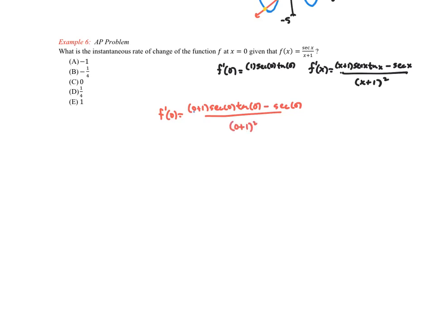Okay, so let's talk about this. This will be 1. The secant of 0 is interesting. That's the reciprocal of the cosine of 0. Cosine of 0 is 1, therefore the secant of 0 is also 1. The tangent of 0, however, is 0. So f prime at 0 will equal 1 times 0 minus the secant of 0, which is 1, all over 1 squared, which is 1. Therefore, f prime at 0, or the instantaneous rate of change of f at x equals 0, will equal -1 over 1, which is -1.